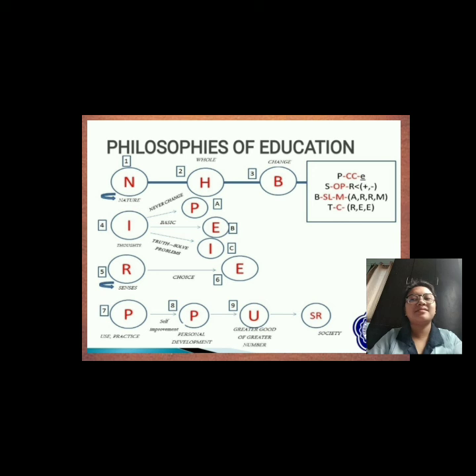We also have the P here, which stands for pragmatism. That's the use of practice. And also we have personal development. It is the self-development or personal development. And we have also this one, the U here, which stands for utilitarianism. The greater number of persons, or you can share your knowledge or information to others, and that's utilitarianism. And this, the SR, stands for social reconstructivism. All can learn, or within a society, you can learn by yourself, and also you can learn from others too. That's social reconstructivism.